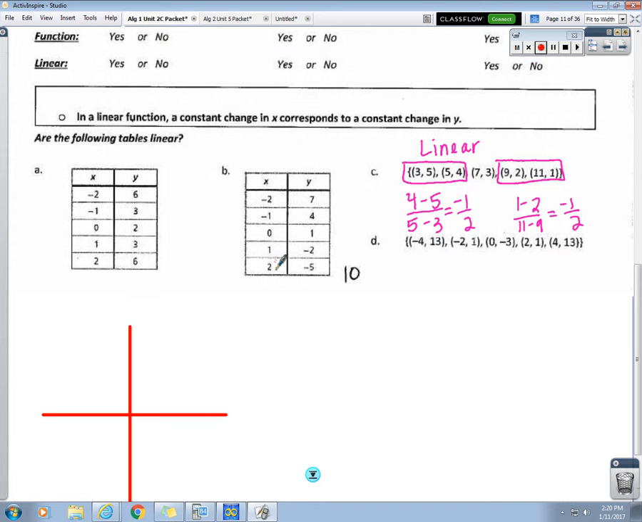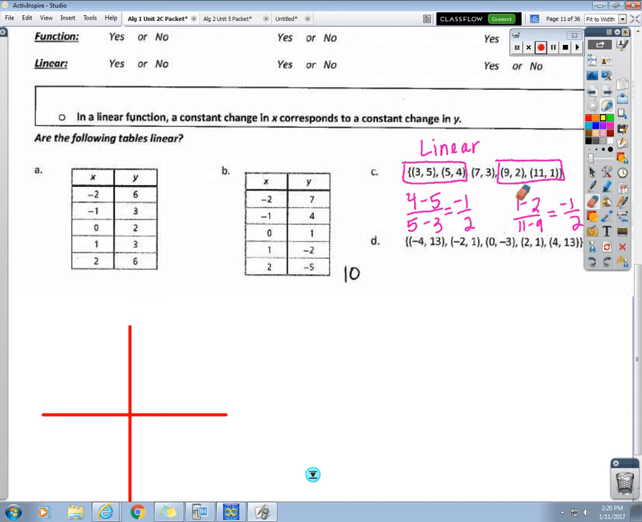You could put it back in a table if that helps you. But you don't really have to unless you feel like it helps you, because you can still look for the pattern. Like if I look at all the x's, from this x to the next x, what happened? And then from this x to this x to this x. So wouldn't that make your run 2? And then the y's, what's going on from each y value? They're going down by 1, so wouldn't that make your rise negative 1, which is what we got when we did the slope formula 2 different times? And then, of course, the other way is to graph it and see if it makes a line. So that was linear. What about D?